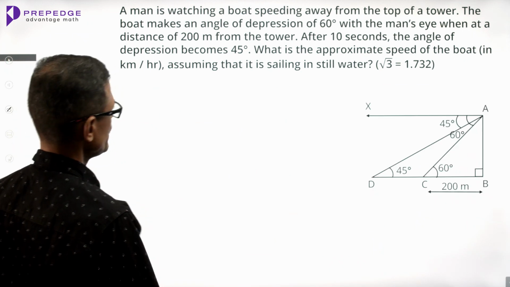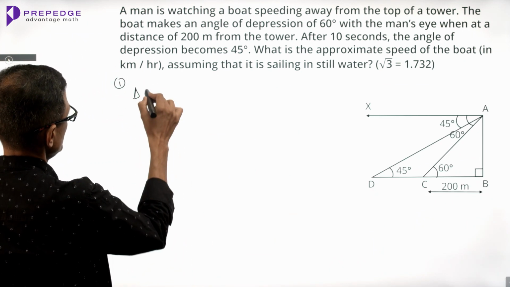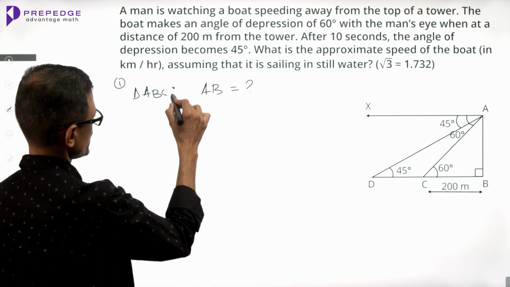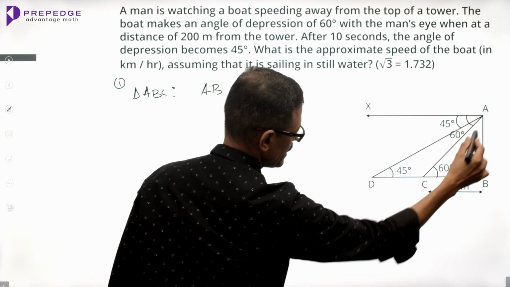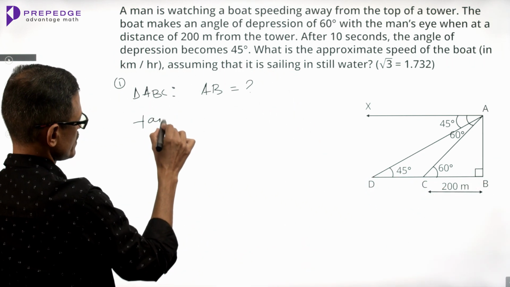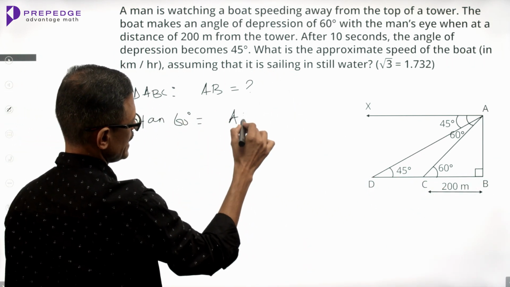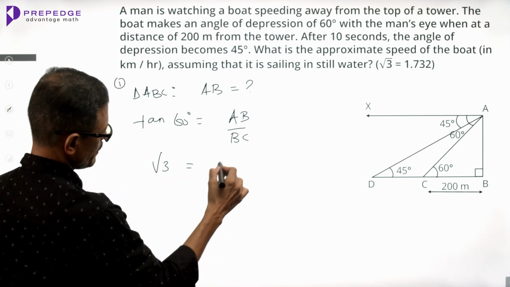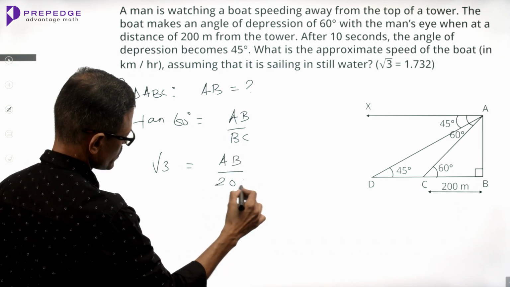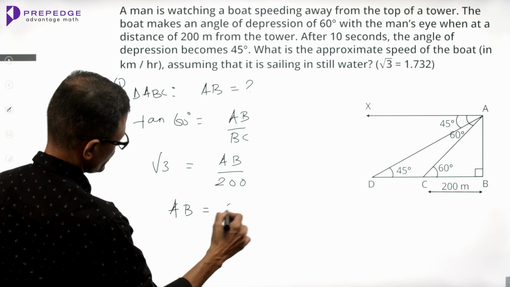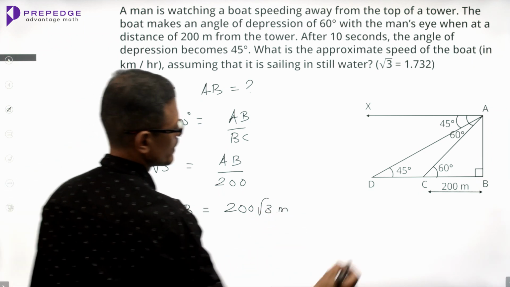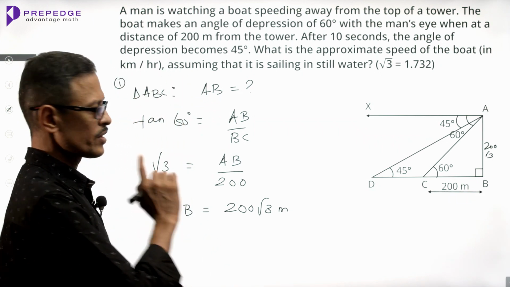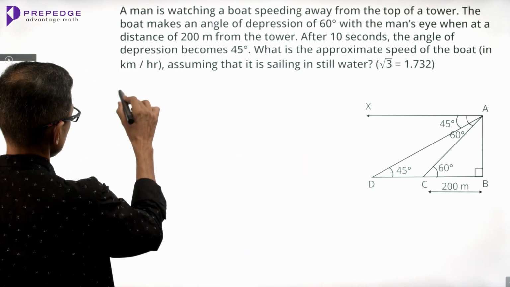Start with the first step. Take triangle ABC. Step 1: in triangle ABC we're going to compute AB, that's the objective. Tan of 60 degrees is equal to AB divided by BC. Tan 60 is equal to root 3, which is equal to AB divided by BC, and BC is given as 200 meters. So AB is equal to 200 root 3 meters.